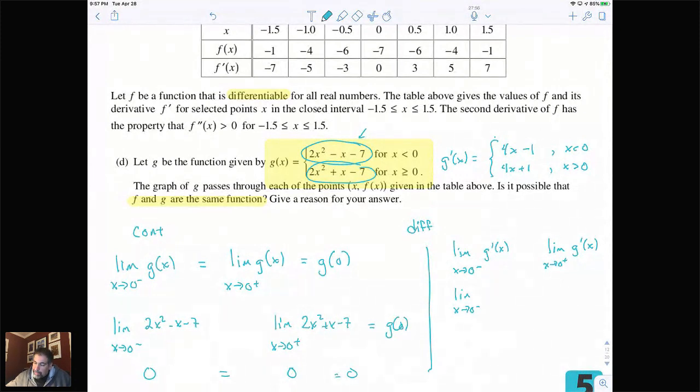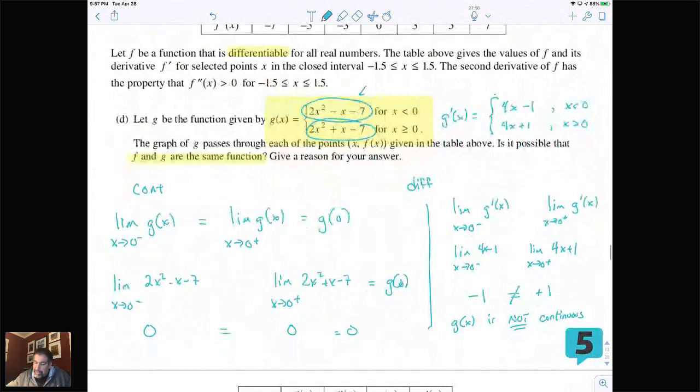So when I do the limit as x approaches 0 from the left, that's my 4x minus 1. And when I do the limit as x approaches 0 from the right, that's my 4x plus 1. When I take it from the left, I get negative 1. When I take it from the right, I get positive 1. These are not equal, and therefore g of x is not continuous. Okay, g of x is not continuous. And because g of x is not continuous, g of x and f of x cannot be the same function.